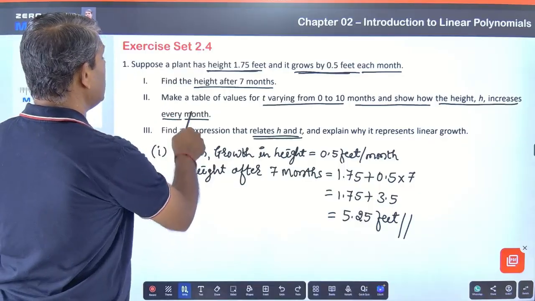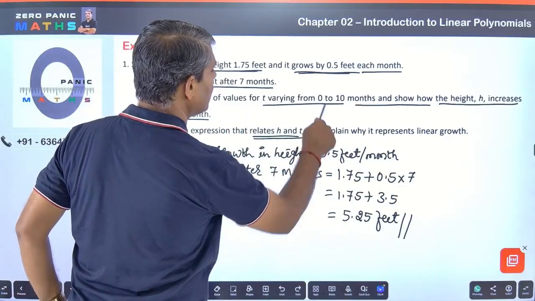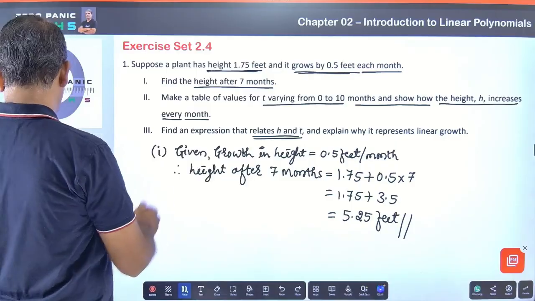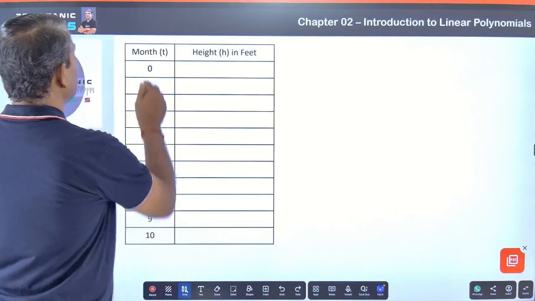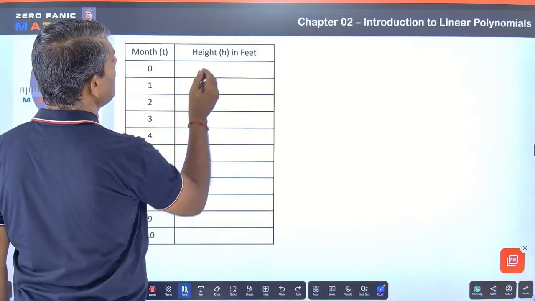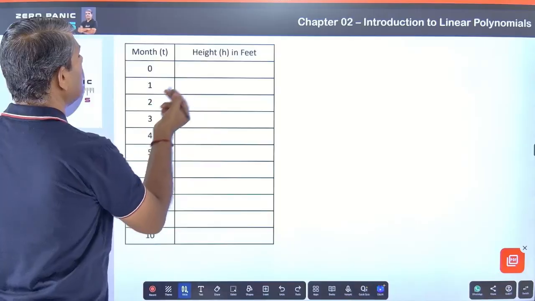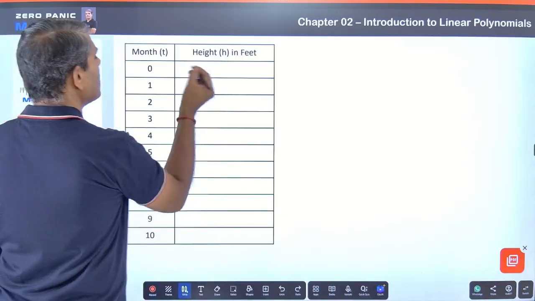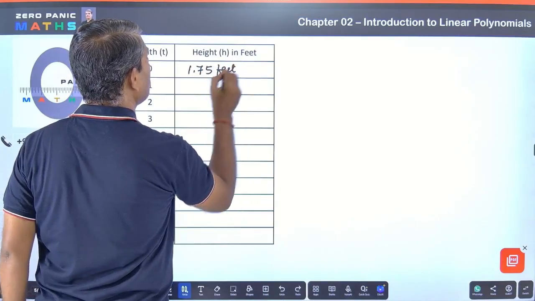Now the second question: make a table of values with t varying from 0 to 10 months and show how the height h increases every month. Let us see the table. Let us assume this is the table, and from 0 to 10 I have the month, defined as t, and h, representing height in feet. Initially, for 0 months, it is always 1.75 feet.